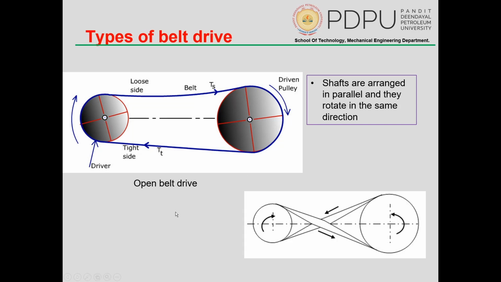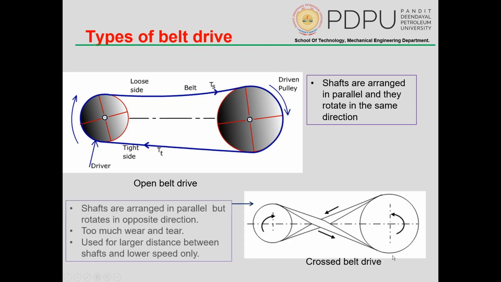The second one that we have is the crossed belt. In this one you can say it is the same arrangement as the open belt.